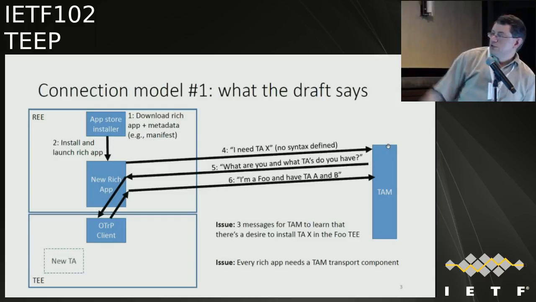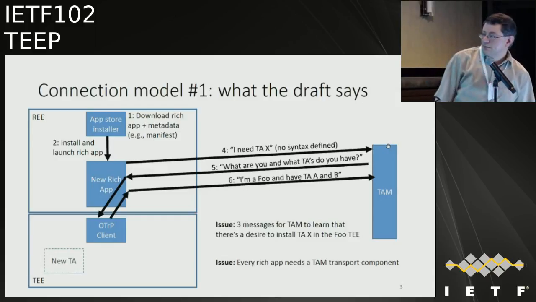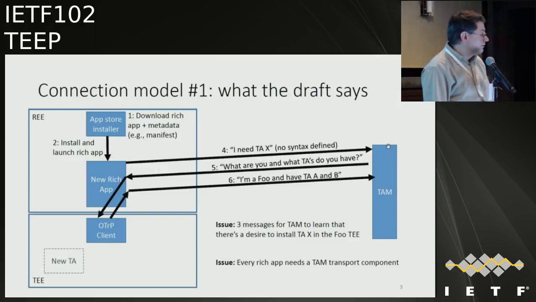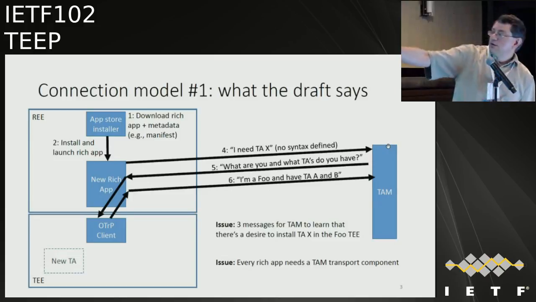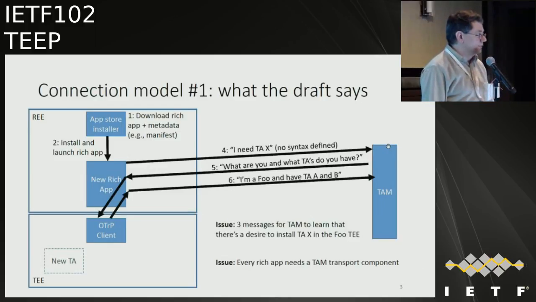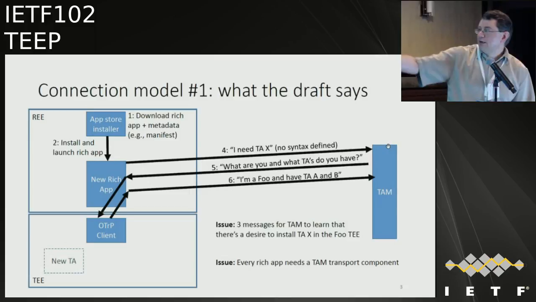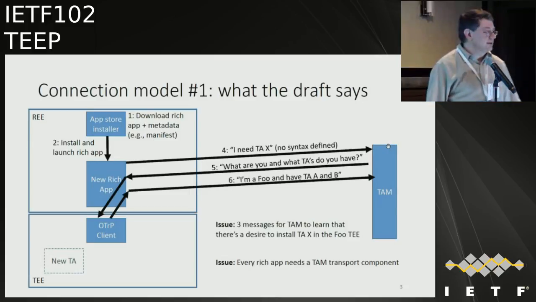And so that's one issue, that there are three messages, and here it's inferred: I need TAX, well, I have A and B, I didn't see X in this list, therefore I need to put X in you, okay? And so there's work on the TAM to take this and see if it's in this list, okay?